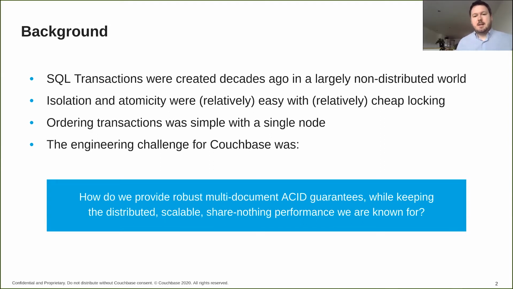As soon as you start scaling a database up to multiple nodes, these things get a lot more challenging. And of course, that is the system that Couchbase is. We are a distributed system. So the challenge for us engineers was how do we provide the robust multi-document ACID guarantees that you're looking for, while keeping the distributed, scalable, share-nothing performance that we're known for. And hopefully this presentation will show you that we did and how we did.